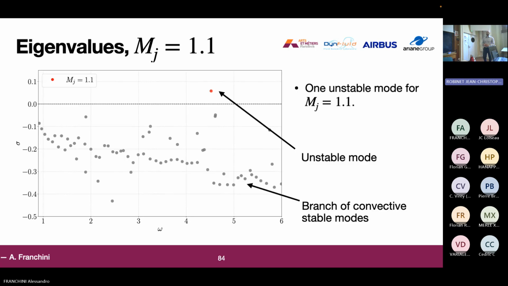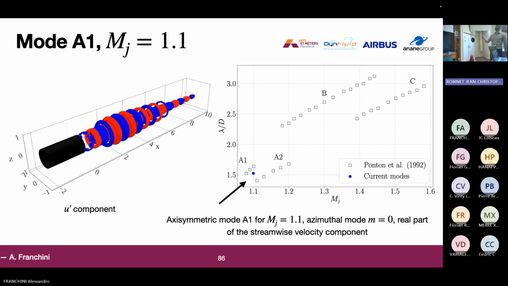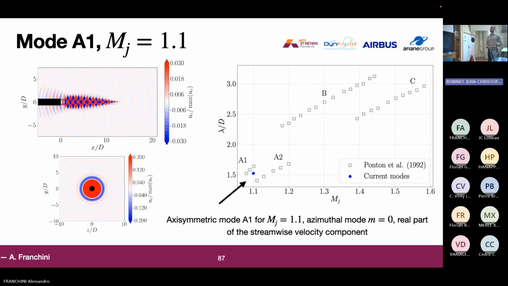So first we start from the lowest underexpansion, and we see the spectrum for Mj equals 1.1. You can see the branches of convective modes, and here we can see an unstable mode that, if we look at its structure, has a frequency or wavelength near the experimental one, and the shape is an axisymmetric mode of azimuthal number m equals 0. If we look at its dynamics in time, we see the downstream propagating wave, which is a Kelvin-Helmholtz wave, and an acoustic wave that propagates upstream, typical of screech. Here, if we take a cut at x equals minus 0.5, we can see the shape of the acoustic wave, which is a torus, so azimuthal number m equals 0.